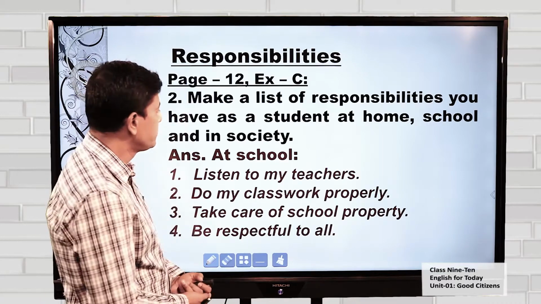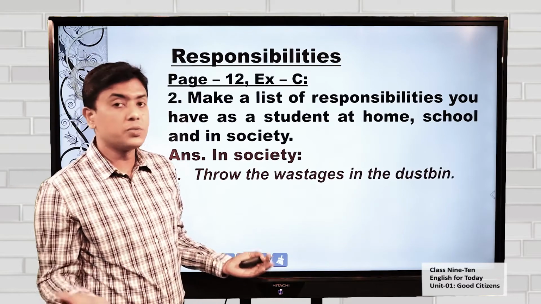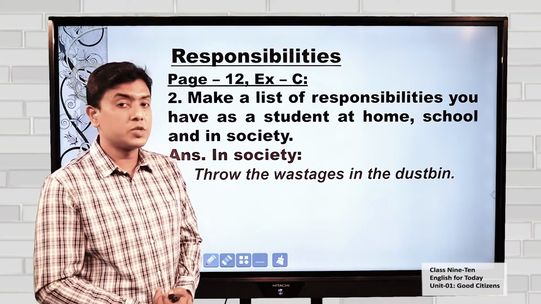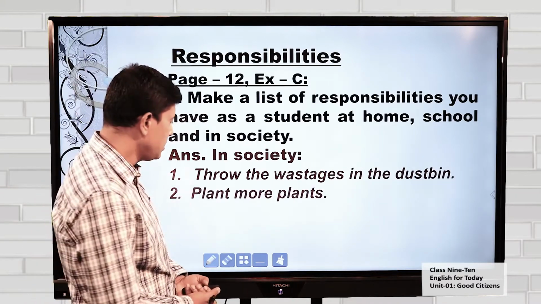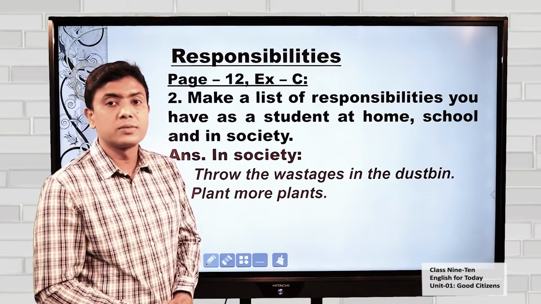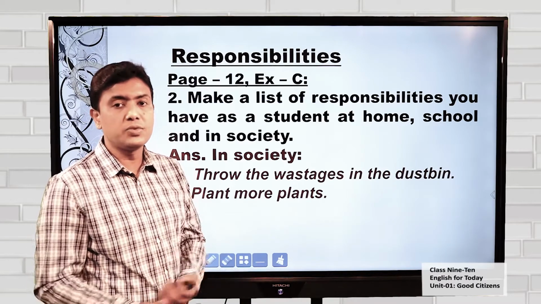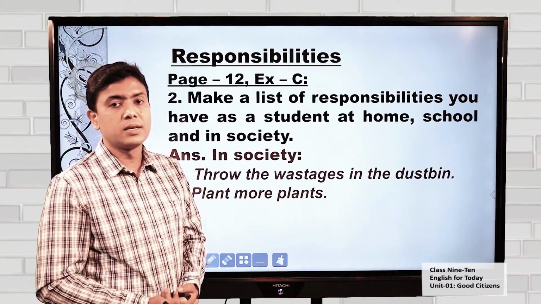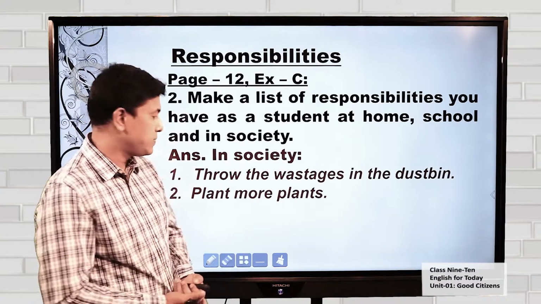Next one, in the society. So the first one, in the society, what should I do? I should throw the wastages in the dustbin. It means I cannot throw wastages anywhere I like. Secondly, plant more plants. We should talk about green city. We should talk about green country. So when we start planting plants, then we can make a green country. We can make a green society.